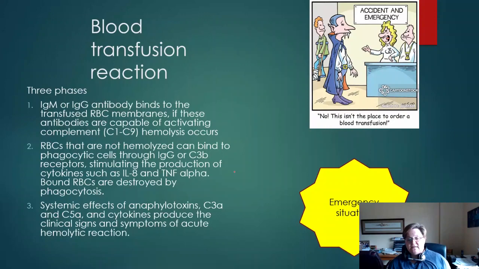Systemic effects include widespread deposits of anaphylatoxins, C3a and C5a, and cytokines that produce clinical signs and symptoms of an acute hemolytic reaction.